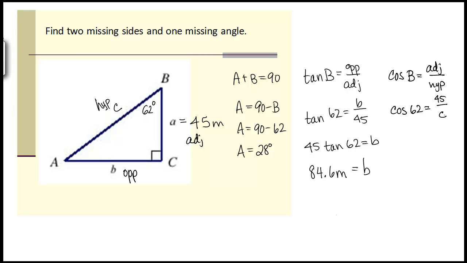And again, if the variable is located on the bottom, you're going to divide. So this ends up being 45 over the cosine of 62, which is 95.9 meters. Again, the hypotenuse has got to be bigger than either A or B. So if C would have ended up being like 70 something, something would have been wrong.